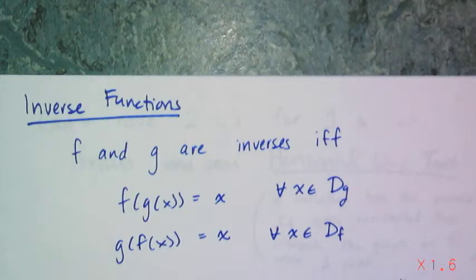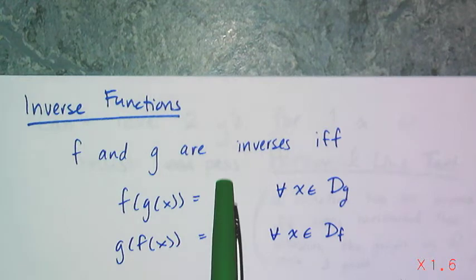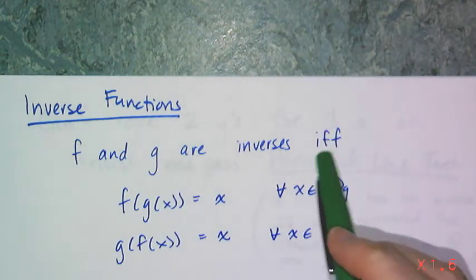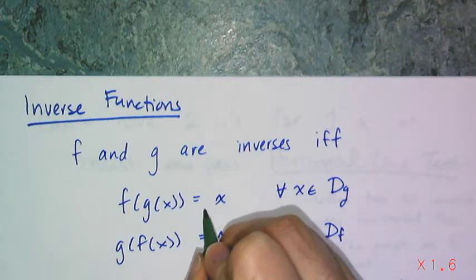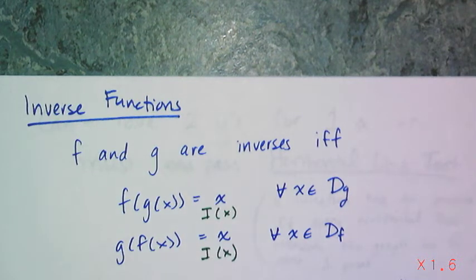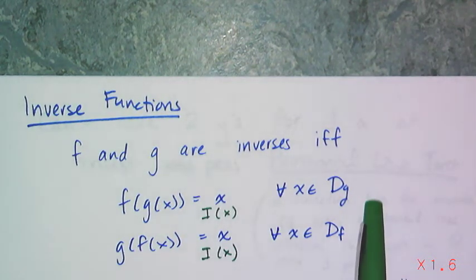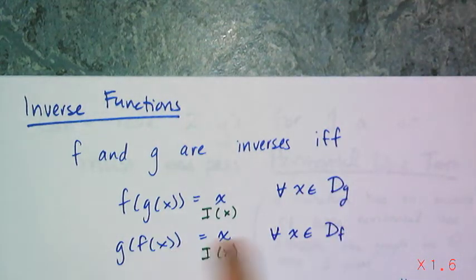So here are the rules for inverse functions. F and g are inverses, meaning they undo each other and yield the identity, if and only if f of g of x is x and g of f of x is x. And remember, these x's were the identity functions for composites. And over here, I'm just saying that it's true for every element of the domain of g, and this is true for every element of the domain of f.